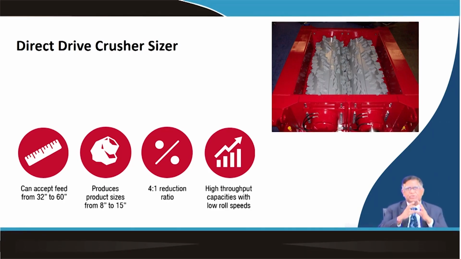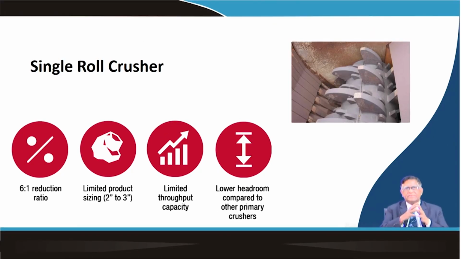So, about a 4:1 reduction ratio is available, and they can give high throughput capacities with low roll speeds. That is, you need not make a very big, heavy roll rolling like this, and the material goes out. This type of crusher is used in some of the mobile crushers.